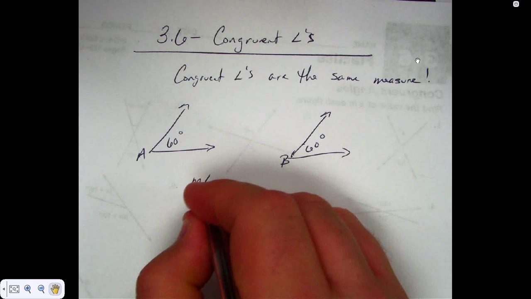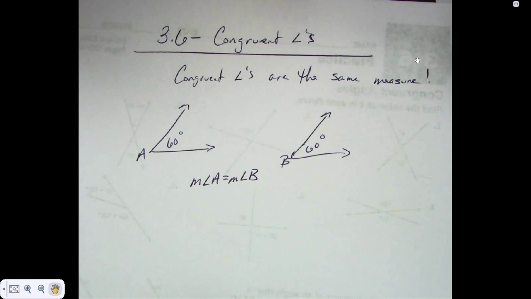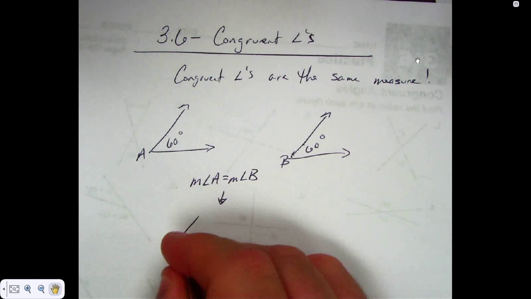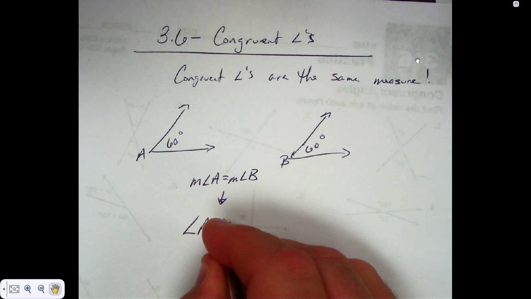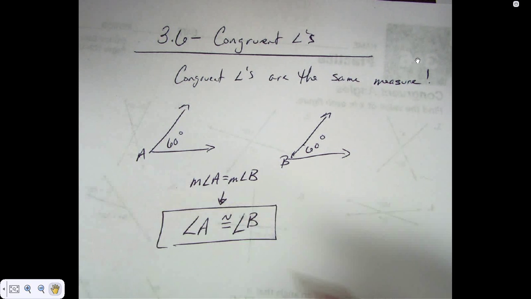First of all, the measure of angle A is equal to the measure of angle what? Therefore, as a result, I can say what? That angle A then must be congruent to angle what? The measures are equal. The angles themselves are said to be congruent.